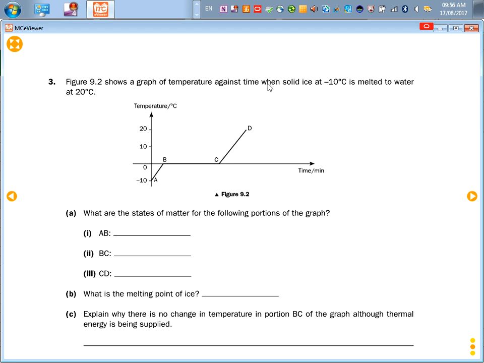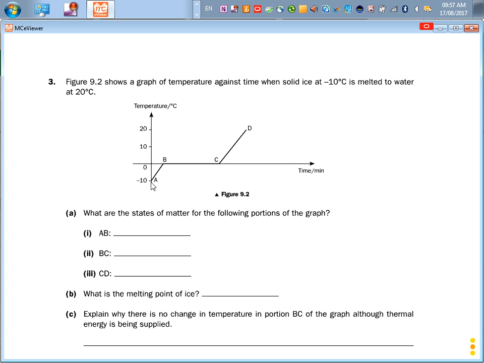H2O. Now we have solid ice at negative 10 degrees Celsius. That's probably the temperature in your freezer. It is below 0 degrees. And it is melted to water at 20 degrees Celsius. So the process over here is, you open the freezer, you take out one ice cube, you put it on the table. Okay? Then we measure the temperature as time increases. So as time increases, the temperature of the original ice cube, initially negative 10 when you took it out from the freezer, it will start to gain or lose heat.